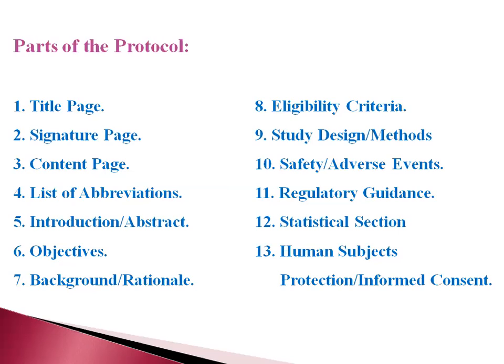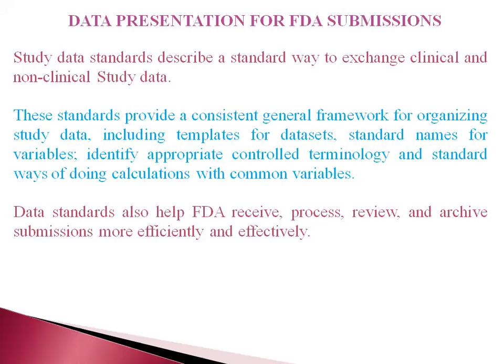Parts of protocol. So these are 13 different points that need to be detailed, like title page, signature page, content page, list of abbreviation, introduction or abstract, objectives, background, eligibility criteria, study design, safety or adverse events, regulatory guidelines, statistical section, human subject protection or informed consent. So all the parts will be there in clinical research protocol. So this is all about clinical research protocol. This is one type of document that contains all the related study material in the document.